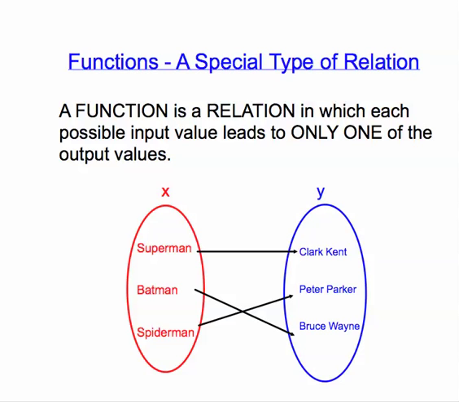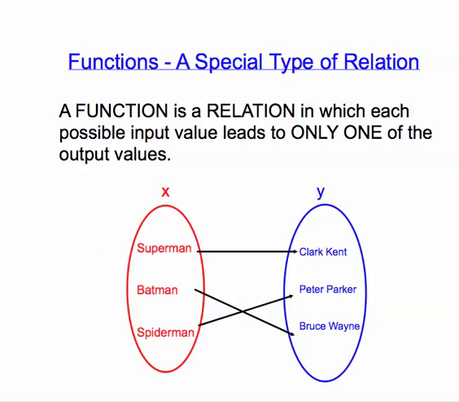So to illustrate that, let's go back to the relation that we saw before, matching the superheroes to their secret identities. Now, each superhero only has one secret identity. Superman is Clark Kent, Batman is Bruce Wayne, Spider-Man is Peter Parker. No superhero has more than one secret identity. It's not the case that Superman is both Clark Kent and Peter Parker. So because each input value, in this case the superhero, is matched to only one output value, in this case their secret identity, this relation is a function. Okay? Because there's only one output value for any one input value.